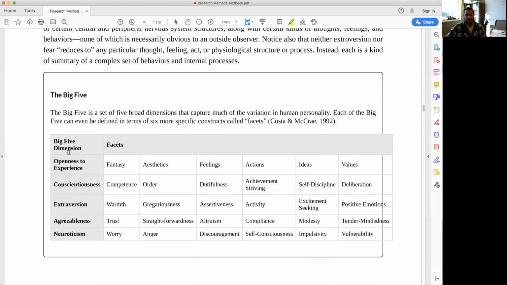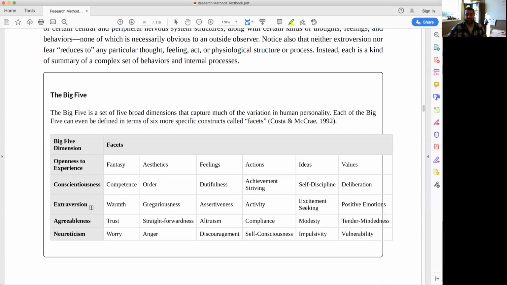If you want a little mnemonic to help you remember it, it spells OCEAN, if you read it along the side there. And these are just different facets of what we would expect somebody who scores high in any one of these components to have. Right, so extroversion is the one that most people can easily know what it is.